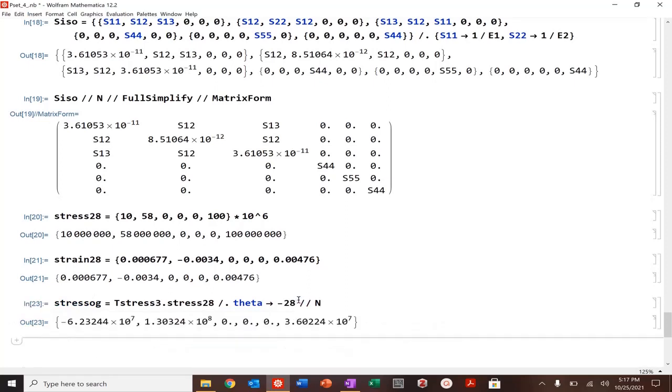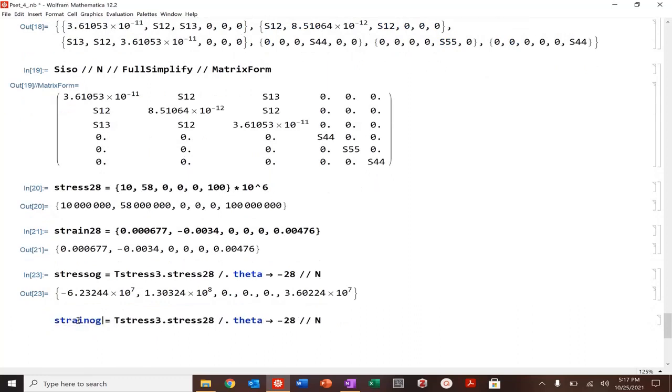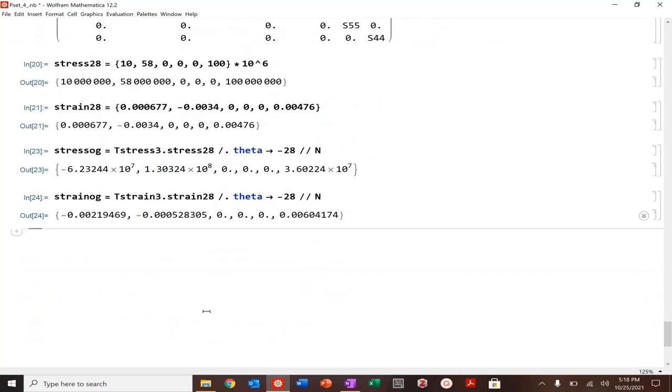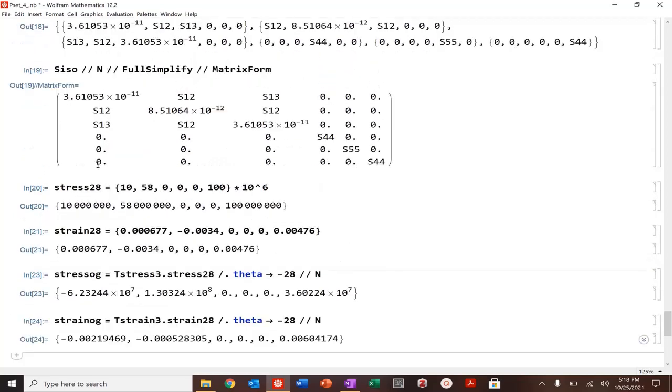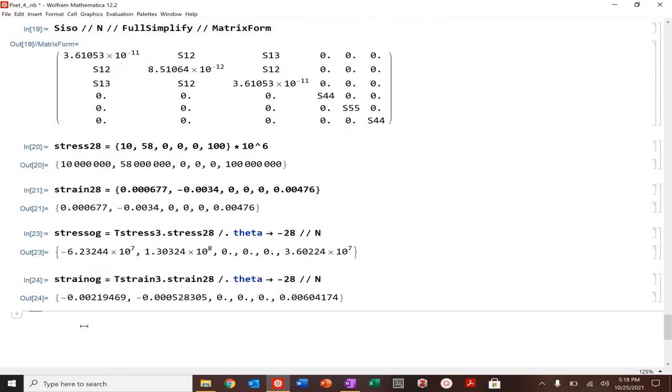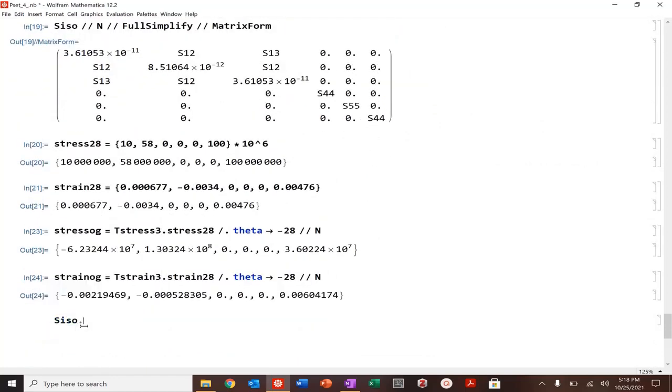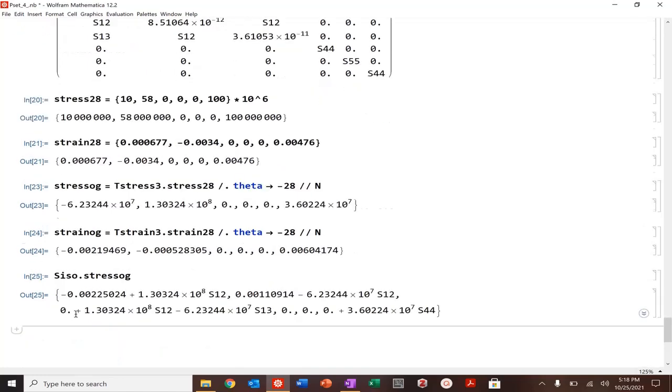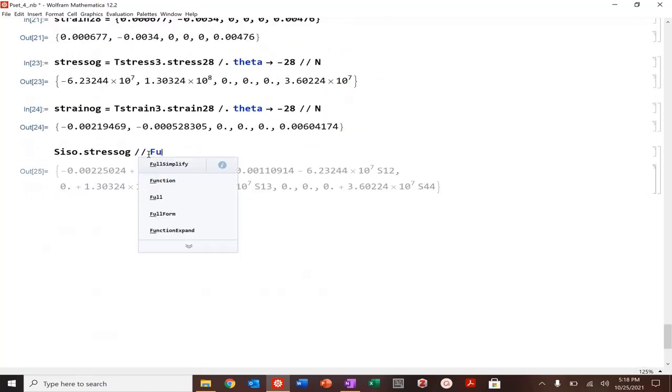Let's look at this numerically. I'm going to do the same thing here. So strain OG equals T strain 3 strain 28. So those are my values. So now I can start to solve. But I need to also rotate my, so this is in the original coordinate system, i.e. S-iso. So if I do S-iso dot stress OG, I could start to see the equations. So I'm going to do full simplify.